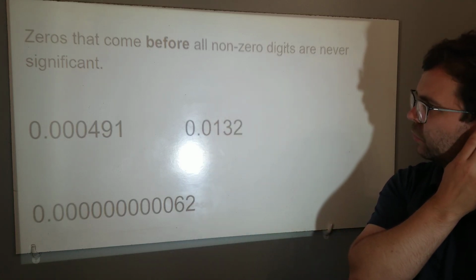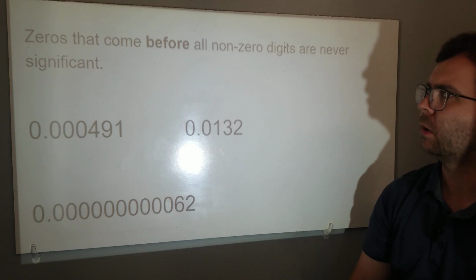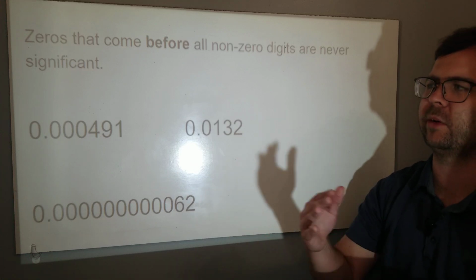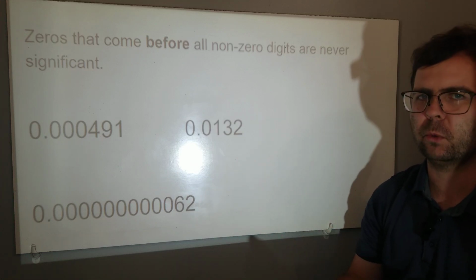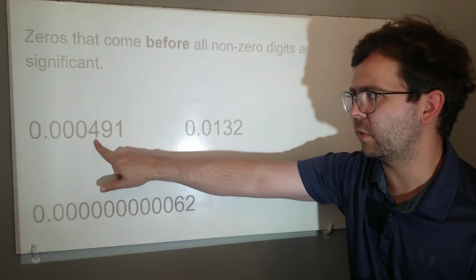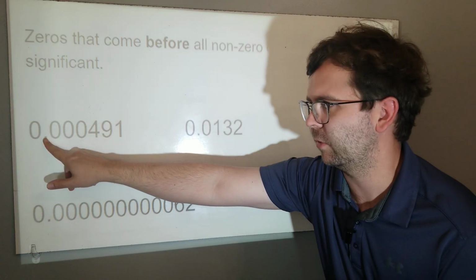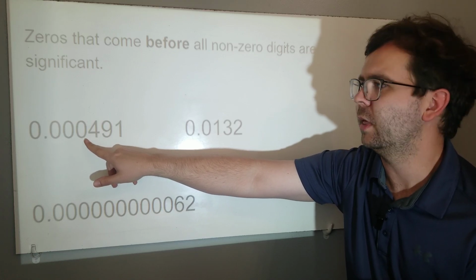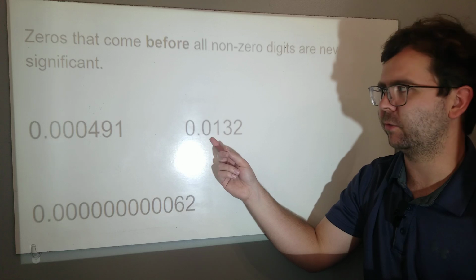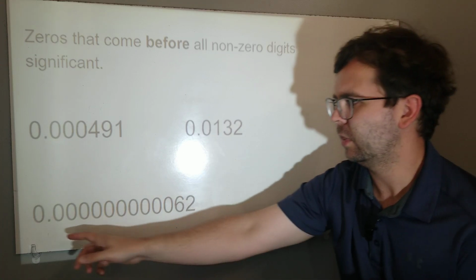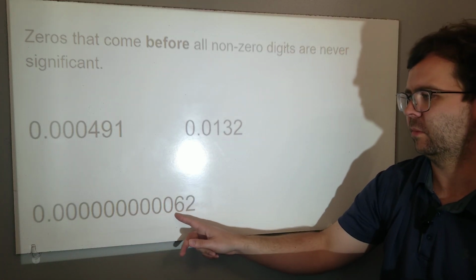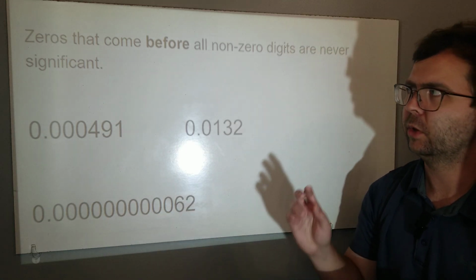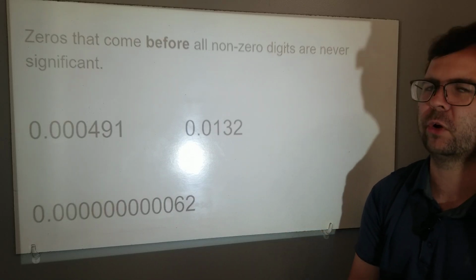Okay, let's look at rule number 2. Zeros that come before all non-zero digits are never significant. So we had always, now we have never. The zeros that come before the non-zero digits are not significant. So we do not count these zeros as significant. They're here just to show us how small the number is. These zeros are not significant. These zeros here, not significant. All of them. None of them are significant. They're not measured. They're just there to show how small the number is. So that's rule number 2: zeros that come before all non-zero digits are never significant.